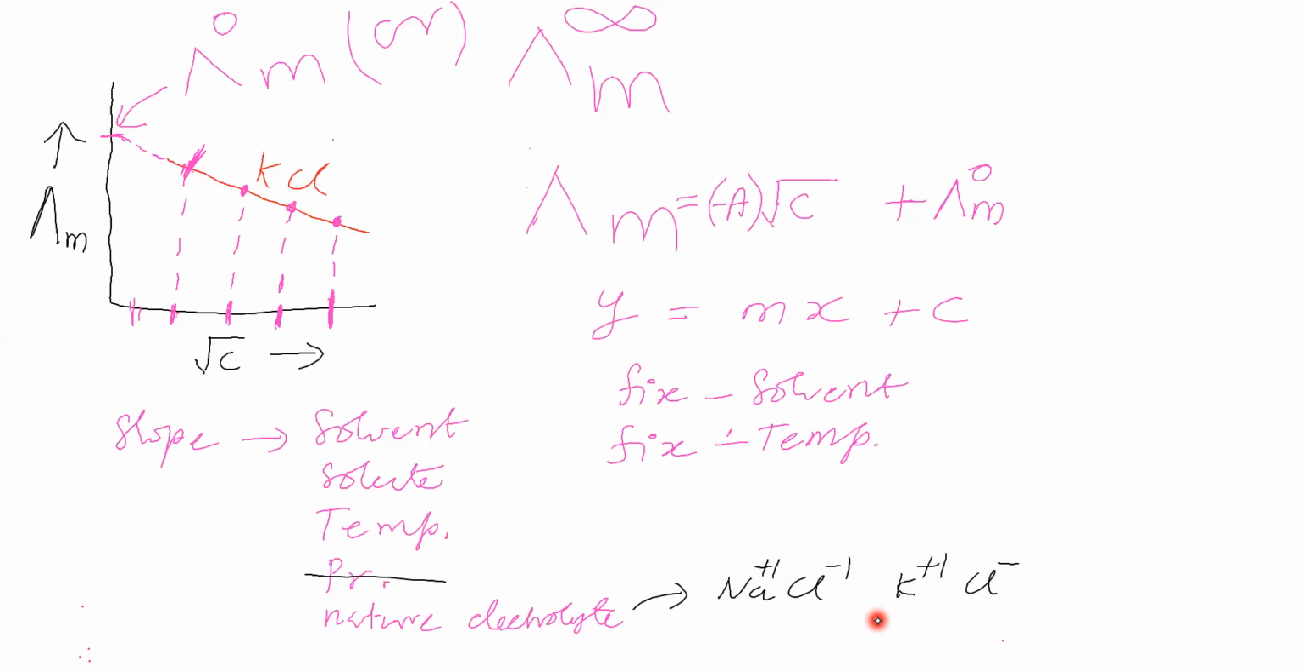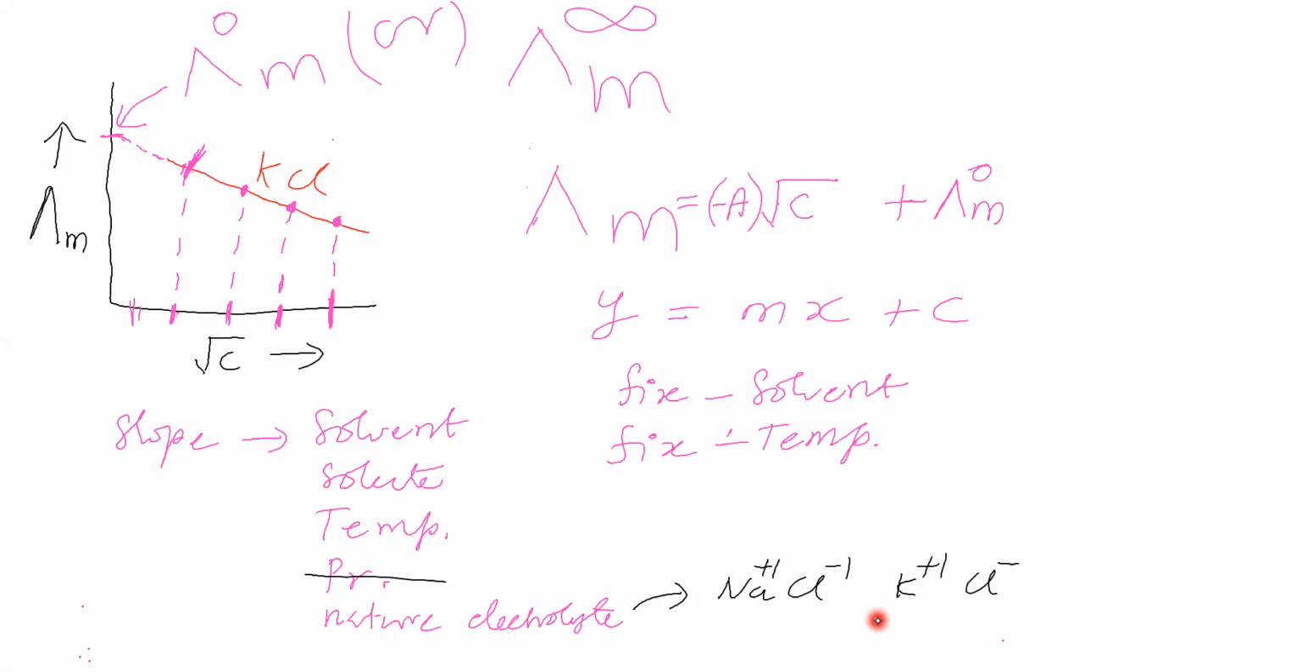will we get the same linear graph? For this, y is equal to mx plus c, and for this also y equals mx plus c, or will they be different? That point we will see. There is no doubt that both are y equals mx plus c, because both are strong electrolytes. So for this we are getting a slope, and for this also we are getting a slope.